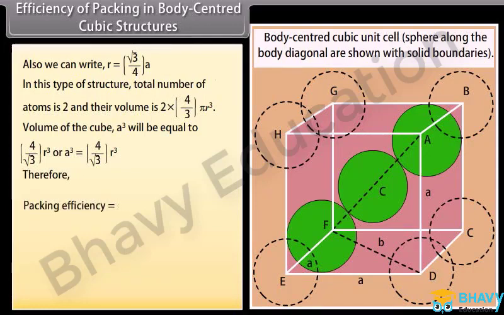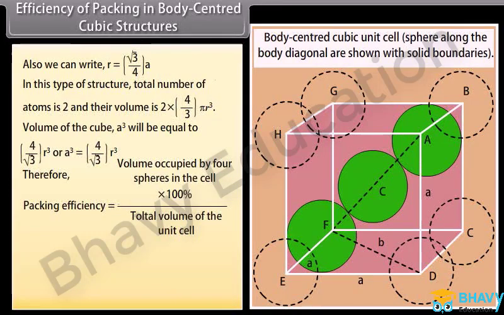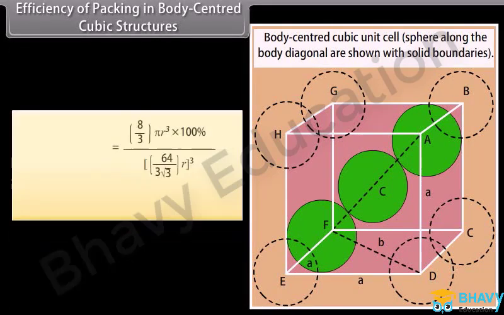Therefore, packing efficiency is equal to volume occupied by two spheres in the cell × 100 upon total volume of the unit cell, which is equal to 2 × 4/3 πr cube × 100 upon (4/√3 r) cube, which is equal to 8/3 πr cube × 100 upon 64/(3√3) r cube, which is equal to 68%.